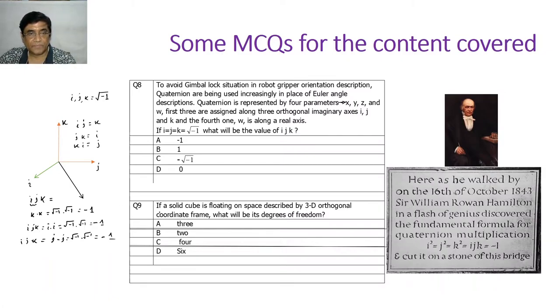Now, next question. If a solid cube is floating in a 3D space described by a 3D orthogonal coordinate frame, what will be its degrees of freedom? So this is very simple, not for mechanical engineers, okay, for others. Say, I have a rigid body here. A rigid body has finite shape, right? It's a 3D rigid body, and it is floating in 3D space. That means my hand is not there. So what are the degrees of freedom it has? It can translate along X, it can translate along Y, and it can translate along Z. Okay. So these are the three.